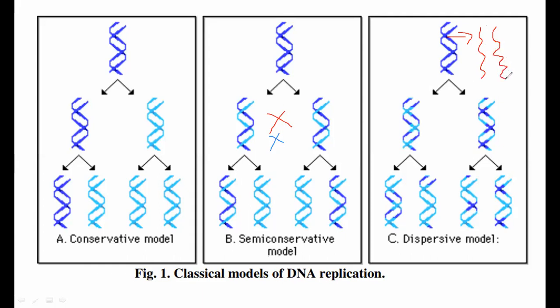Dispersive model का क्या बोलता है कि ये जो strand है, this single stranded template, it breaks into fragments. ये छोटे-छोटे fragments में break हो जाता है. Similarly, this strand breaks into small fragments और हर एक small fragment new fragment बनाता है. Each small fragment makes the new fragment.